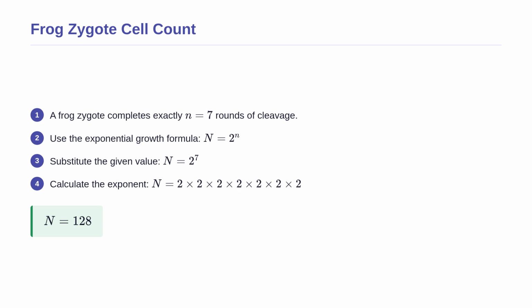We start with our exponential growth formula, N equals 2 to the power of n. We substitute our given value of 7 for n. This means we are multiplying the base number 2 by itself 7 consecutive times. Calculating this out, we get a final answer of 128. Physically, this tells us that after just 7 synchronized divisions, that single massive egg has successfully partitioned itself into an embryo made of 128 individual smaller cells.